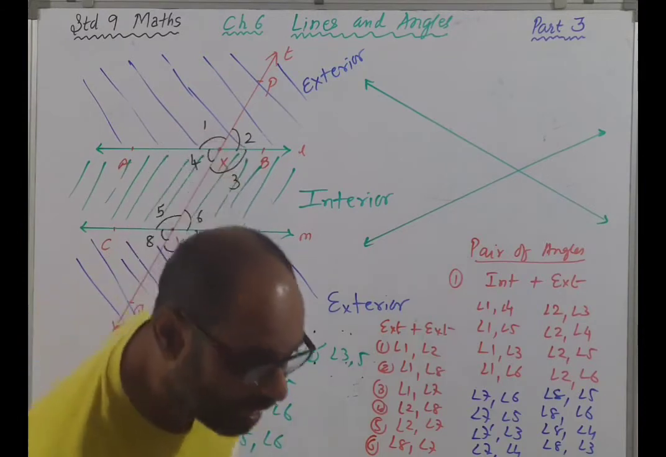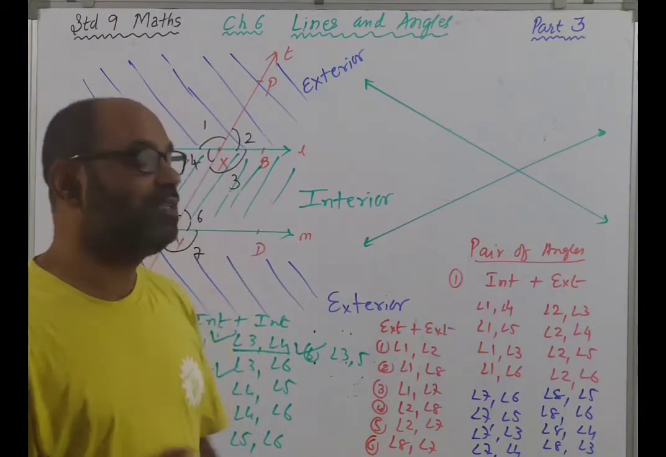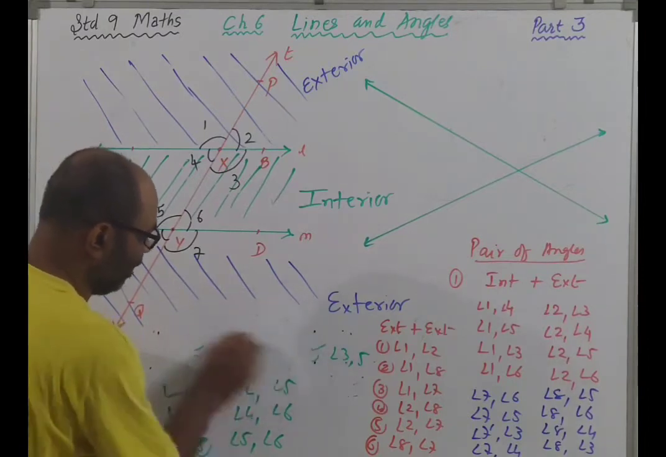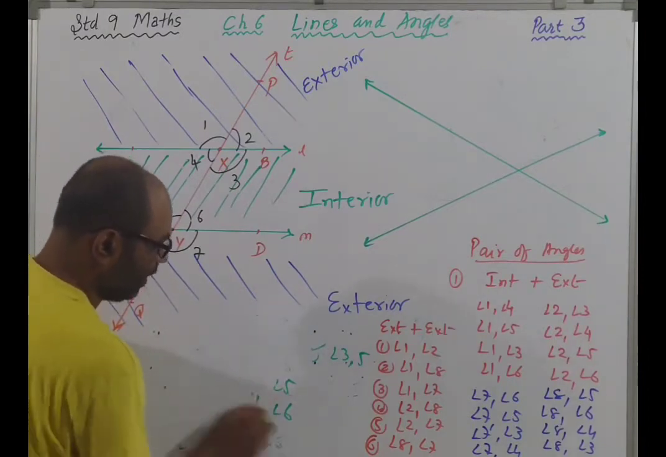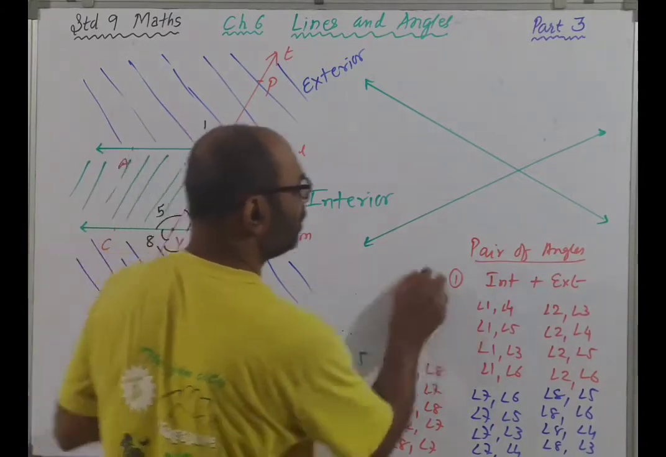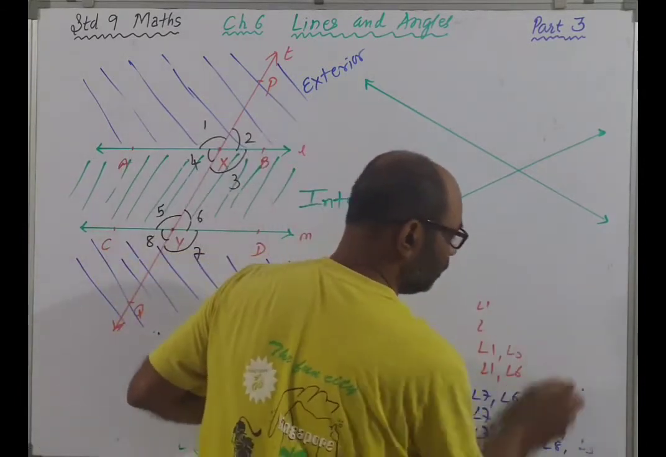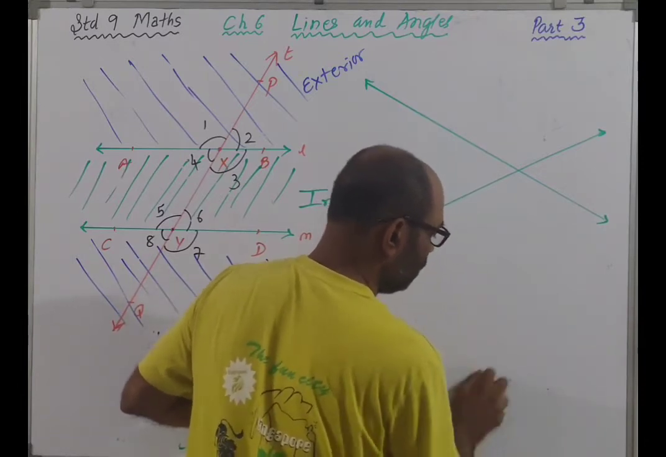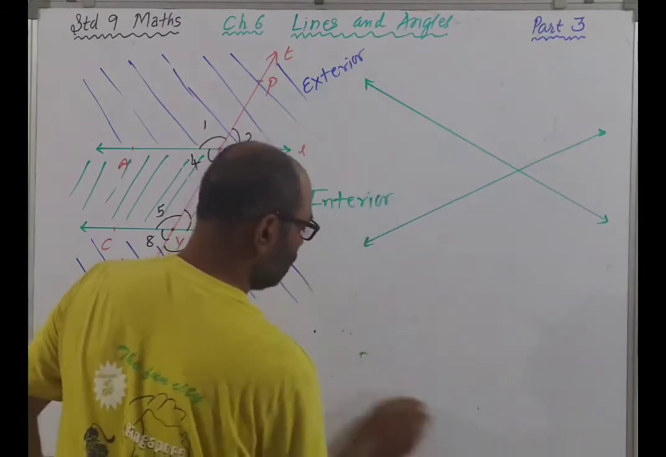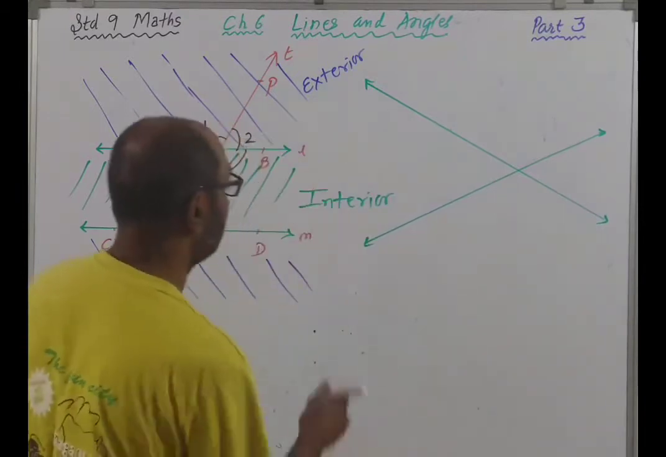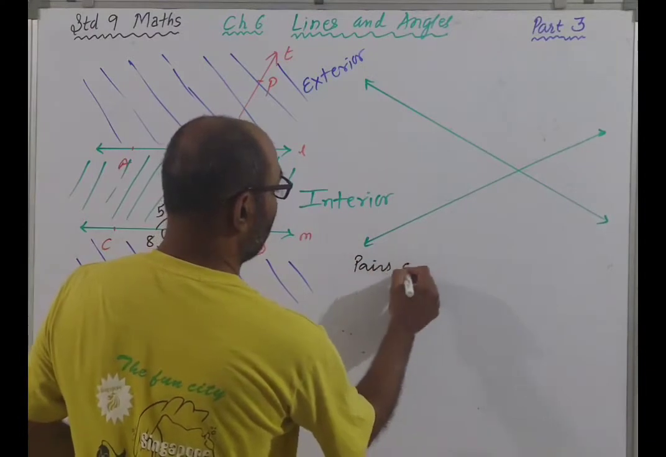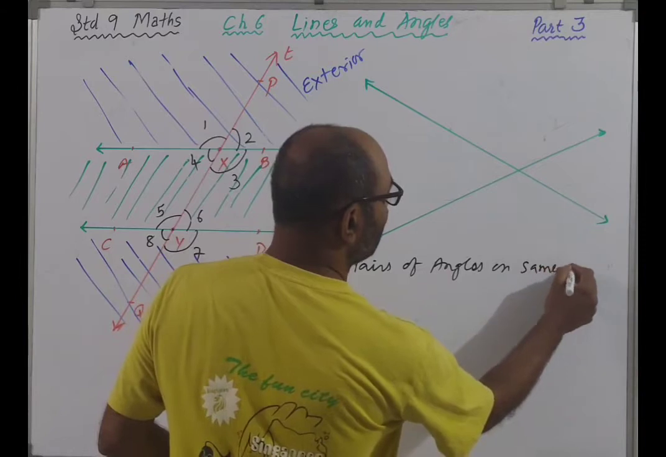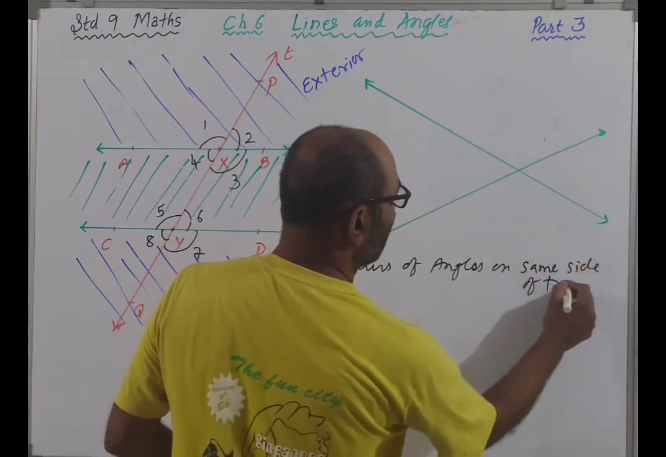Now, pairs of angles on the same side of the transversal. We want to see pairs of angles on the same side of the transversal.